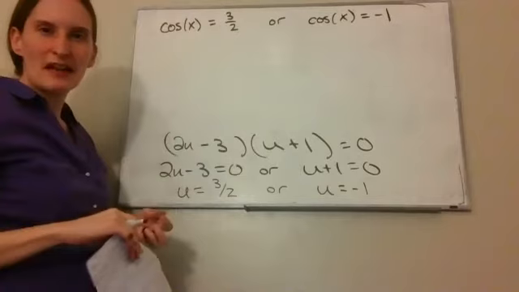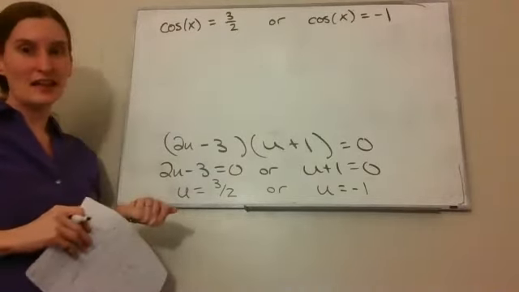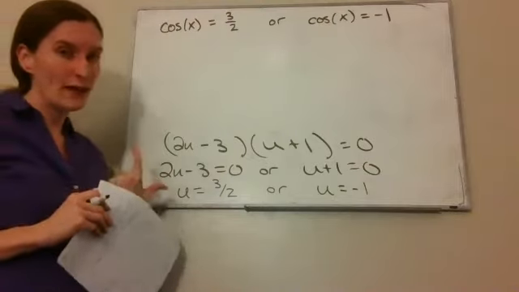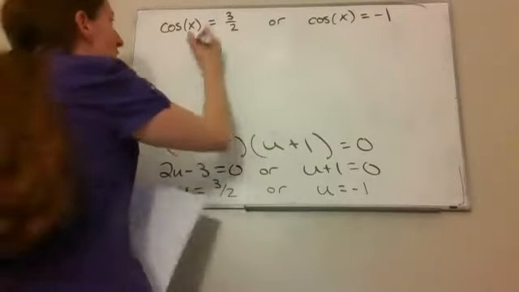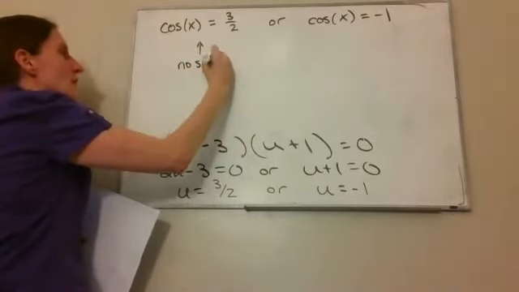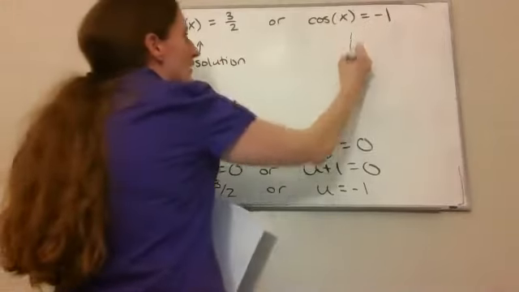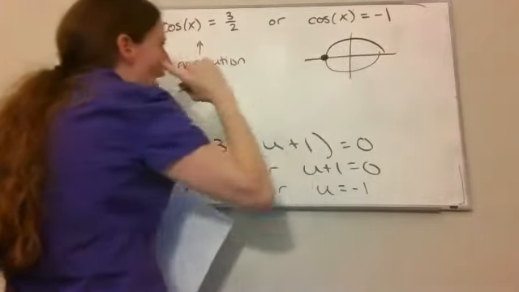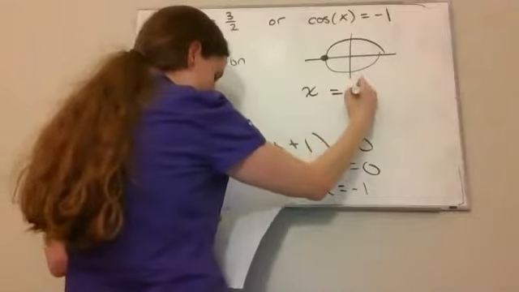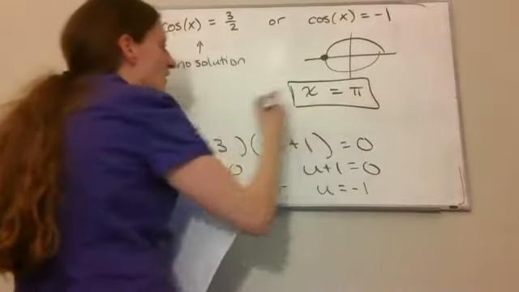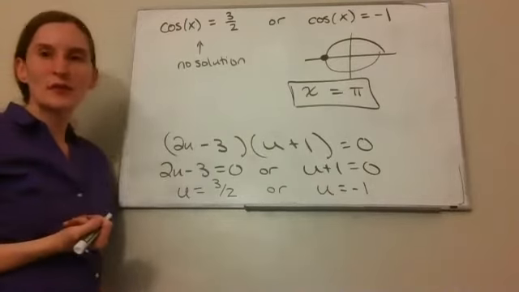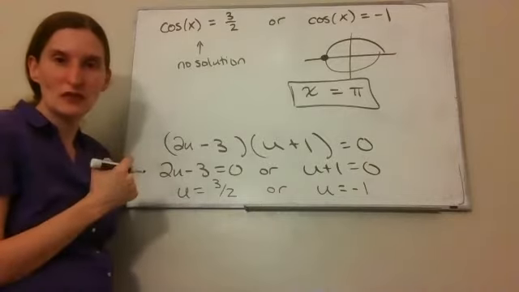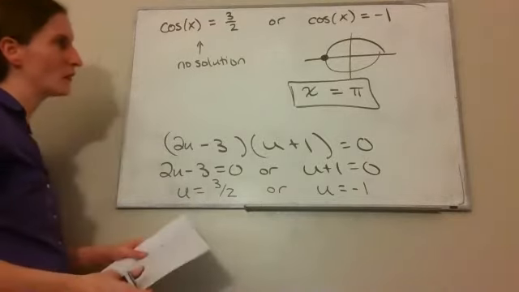Well, this first one, cosine x equals 3 halves, that actually does not make sense because cosine is always going to be between negative 1 and positive 1. 3 halves is 1 1/2. It's too big. So this guy has no solution. But the other one, cosine of x is equal to negative 1, we know that occurs over here at pi. So I would get x equals pi as my solution. It would be pi and then all multiples of 2 pi, but since I'm only working in the interval 0 to 2 pi, that's the only solution in that interval. X equals pi.